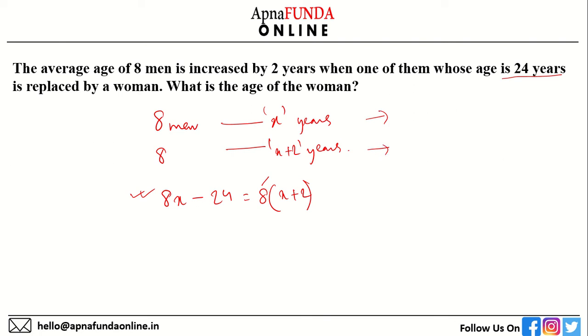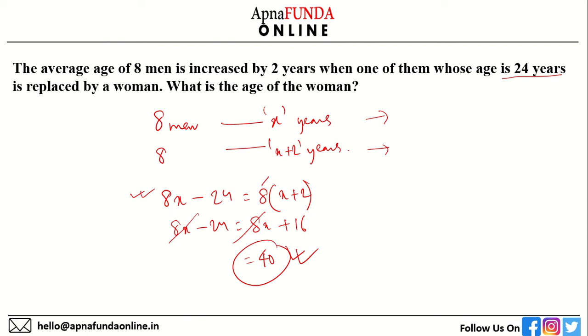Now let's solve this. This is very easy to solve now. 8x minus 24 equals 8x plus 16. Correct? Simply this becomes 40. So the age of the woman is 40.